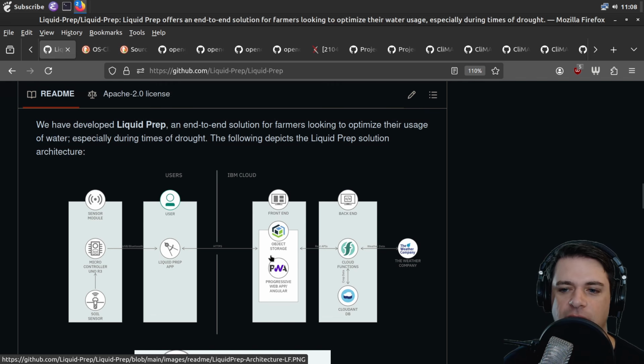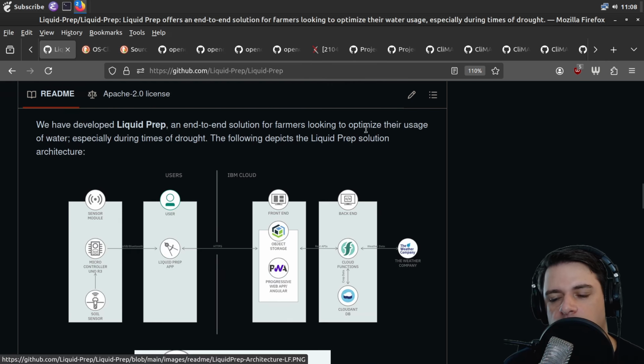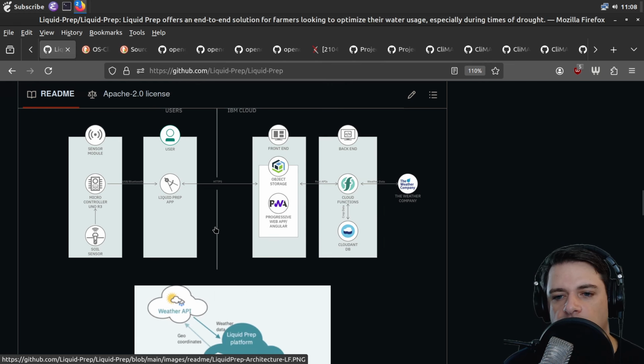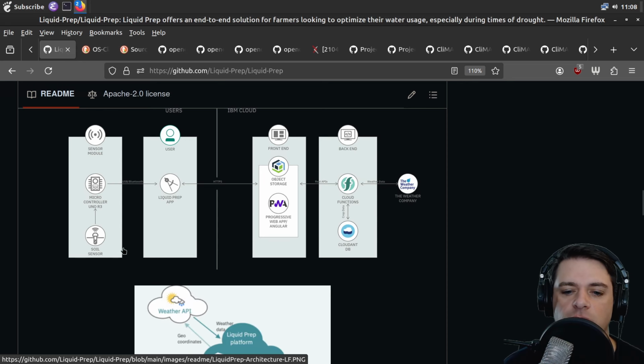things you do not at all care about if you're a farmer. Nobody cares about this, IBM. I feel like IBM is trying to tell me that it's qualified to take a junior DevOps role. Okay, so then some users have some Liquid Prep app and some sensor module, which has a microcontroller and a soil sensor.